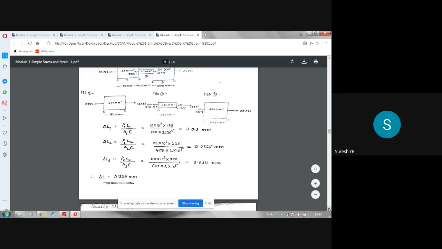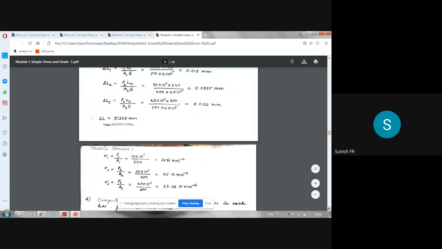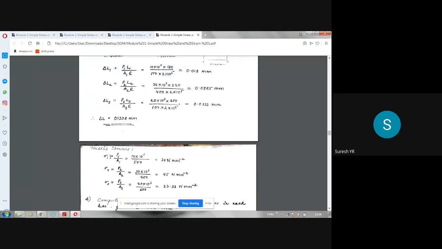That is the value. Now he has asked stresses also. He has asked all the three portions in this problem. They are subjected to tensile stress only. Just divide the resisting force by the cross sectional area. You are going to get the corresponding stresses. So all are tensile stresses.